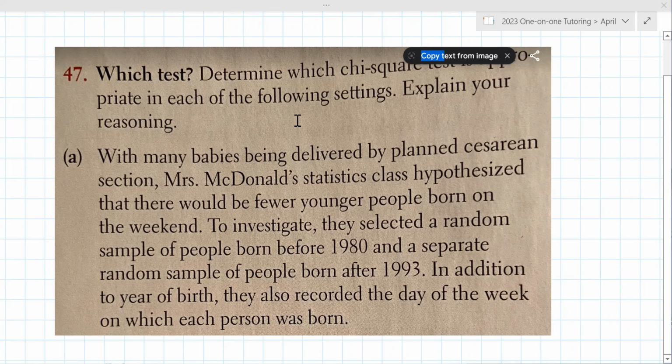born on the weekend. To investigate, they selected a random sample of people born before 1980 and a separate random sample of people born after 1993. In addition to the year of birth, they also recorded the day of the week on which each person was born. Okay. So they're trying to determine if there's a relationship between the day of week and deliveries by C-section.